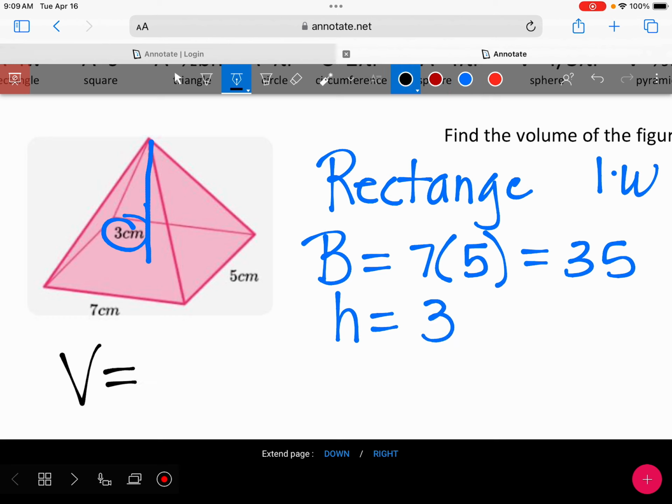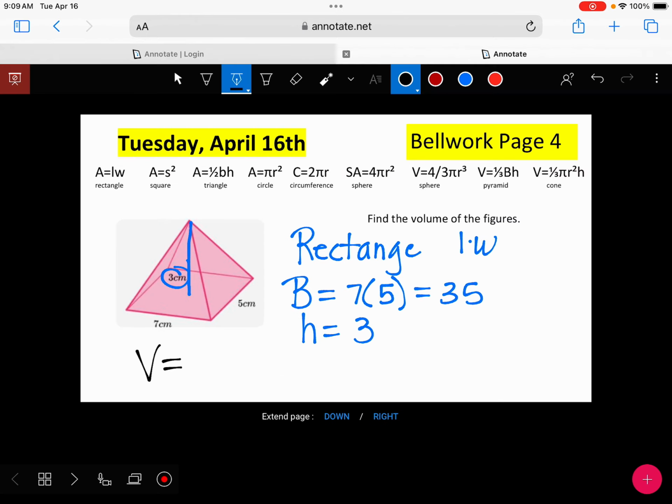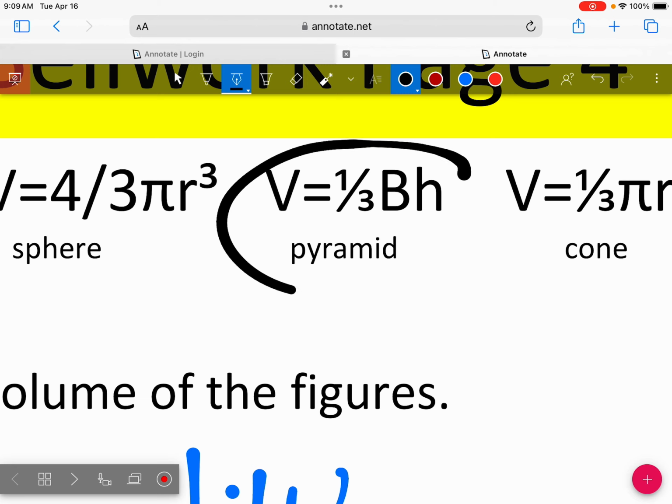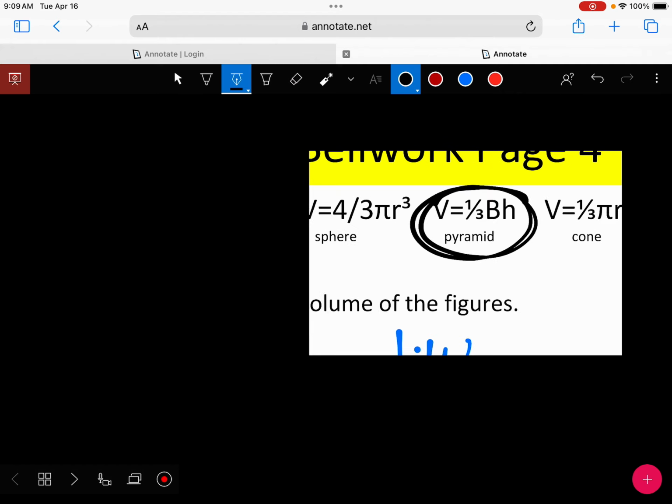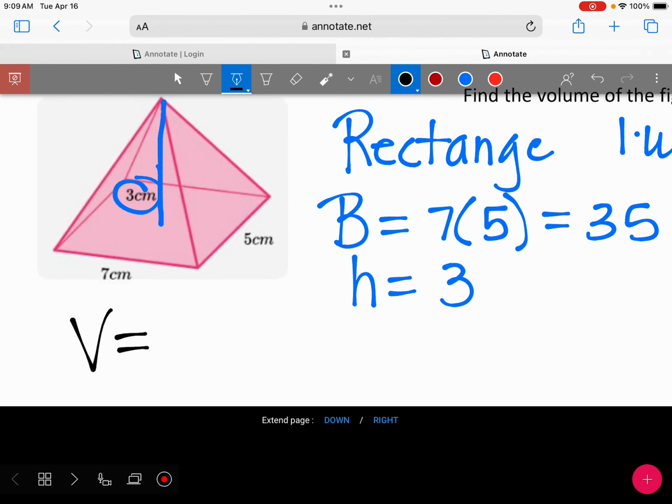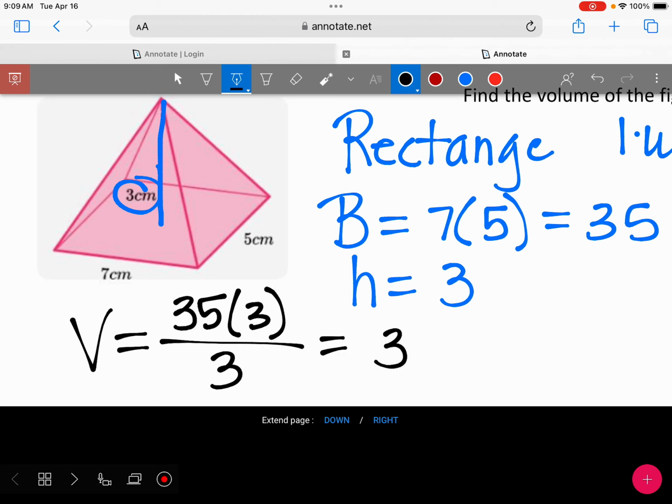And to find the volume of a rectangular pyramid or any pyramid, you have to find the area of the bottom, multiply that by the height, and then divide it by 3. And that formula is also here. It's at the top of your bell work slide. So we're going to take 35 times 3 divided by 3, which gives you 35 centimeters cubed. And that would be your answer.